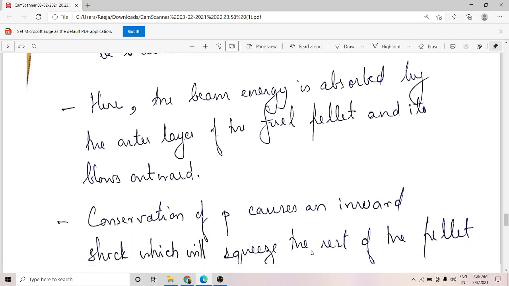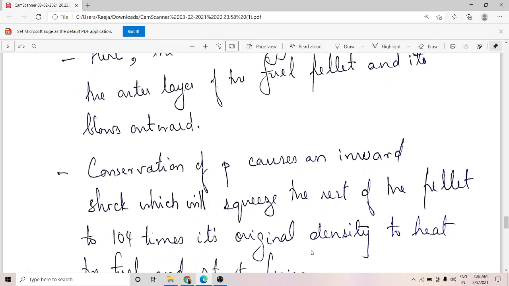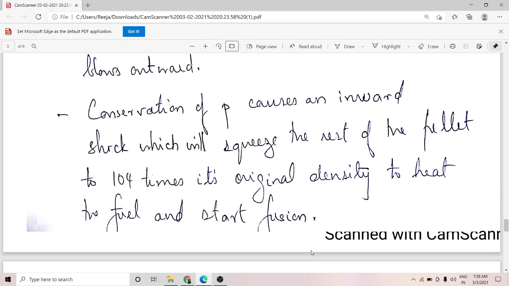Now, to conserve momentum, an inward shock will take place and it will squeeze the rest of the pellet to more than 100 times its original density, resulting in the heating of the fuel and starting of the fusion reaction. So this is how inertial confinement takes place.